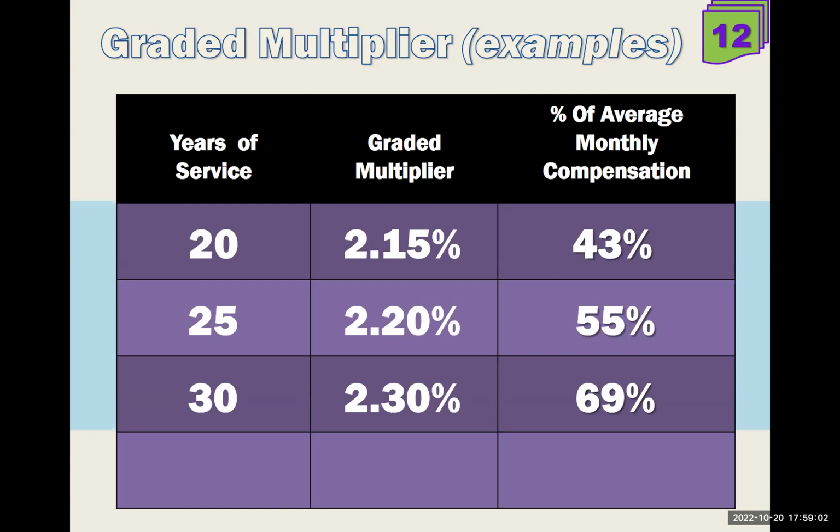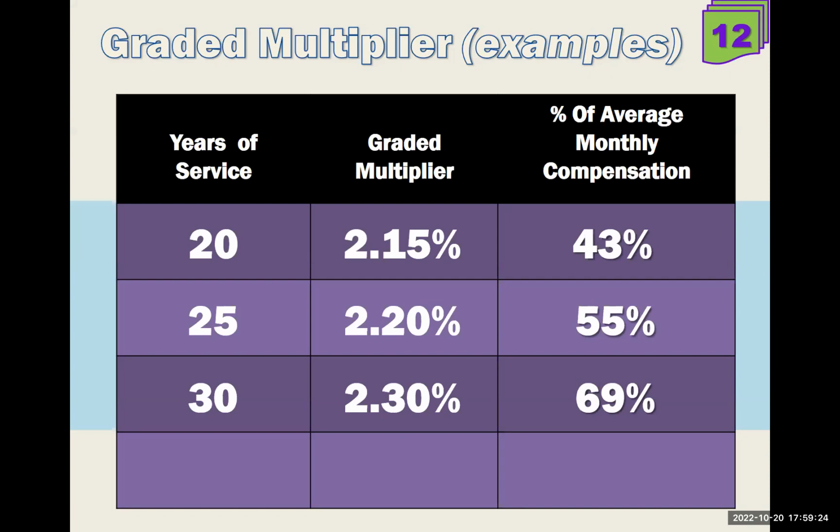At 30 years of service, you'll be at that highest graded multiplier of 2.30%, and you'll get 69% of what you were earning while you were working. Now, a lot of people want to know, is it going to benefit me to continue working if I'm at the highest graded multiplier? Can I get more than 69%?